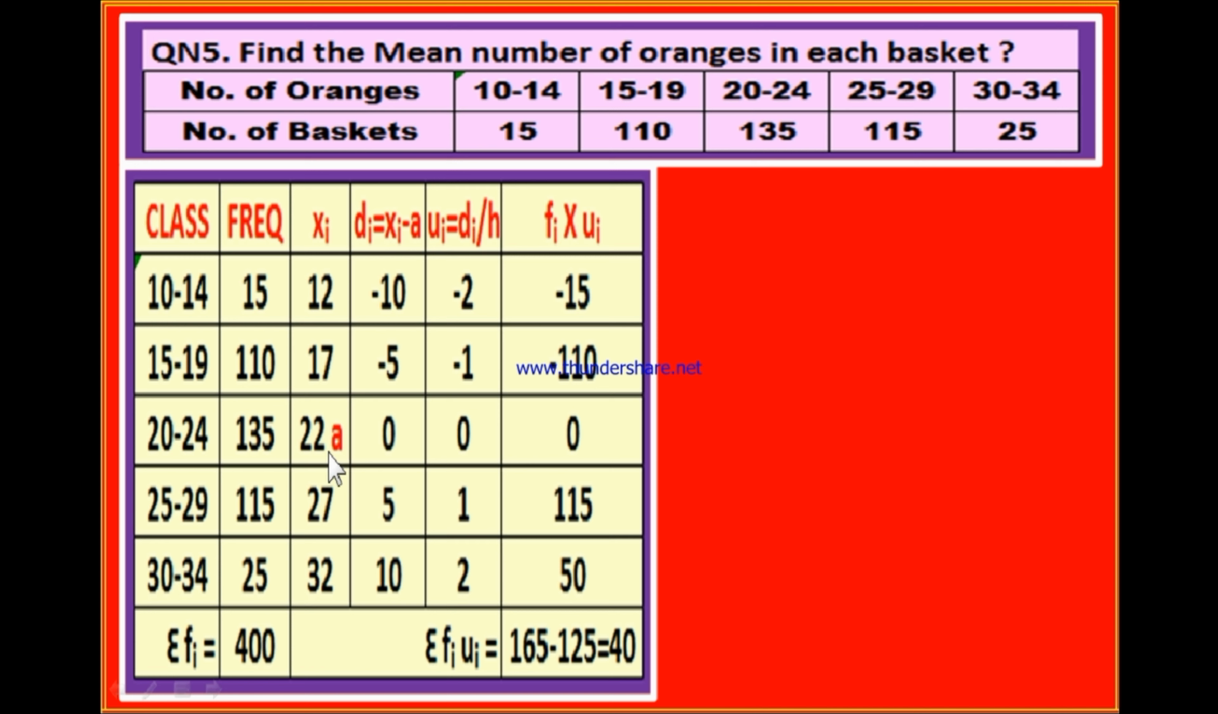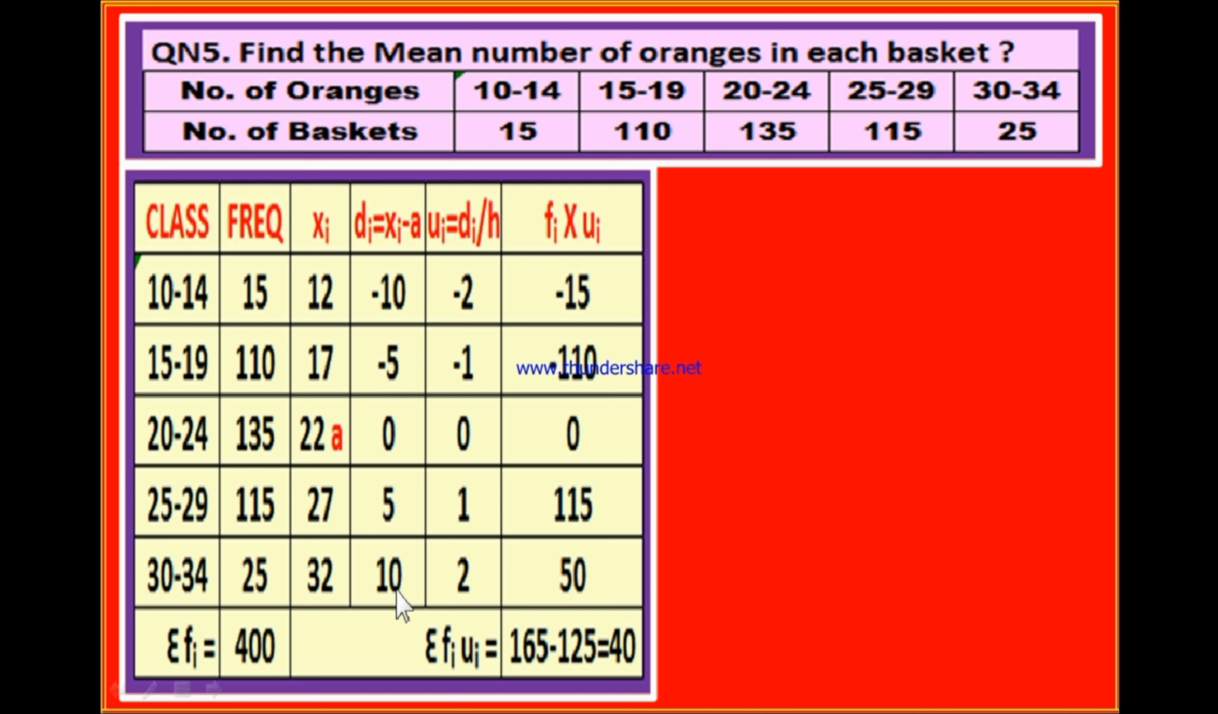If you consider this class, the mid value is 22 and a is also 22. Therefore 22 minus 22 is 0. For this class the mid value is 27 and a is 22, so 27 minus 22 is 5. For this class 32 is the mid value and a is 22, so 32 minus 22 is 10. Similarly, in this class the mid value is 17 and a is 22, so 17 minus 22 is minus 5. And this is 12 and this is 22, so 12 minus 22 is minus 10.